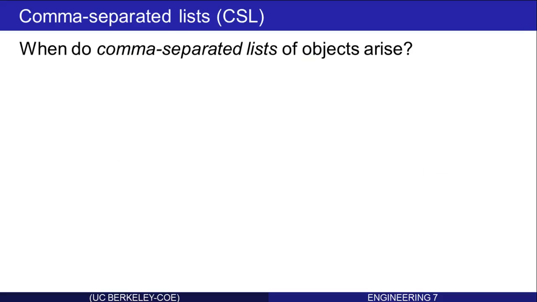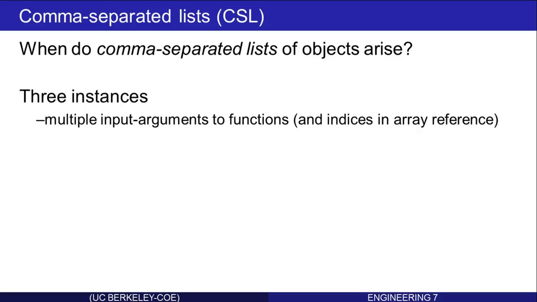When do comma-separated lists of objects arise in Matlab expressions? Well, there are three instances. First is multiple input arguments to functions. Here we have the function rand_n, which accepts two arguments. Notice that it is a comma-separated list of objects. In this case, two objects, one comma.